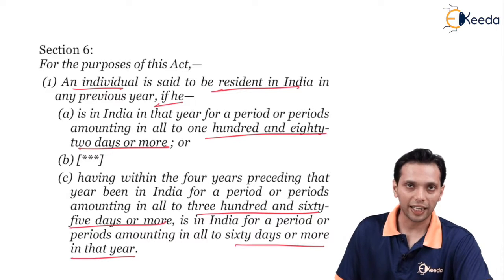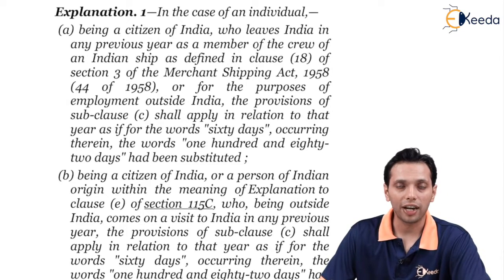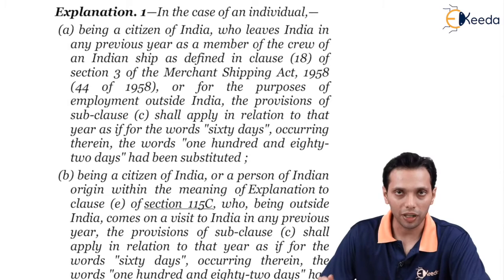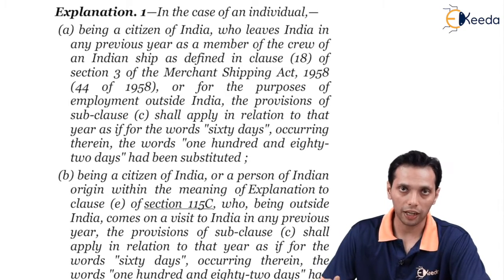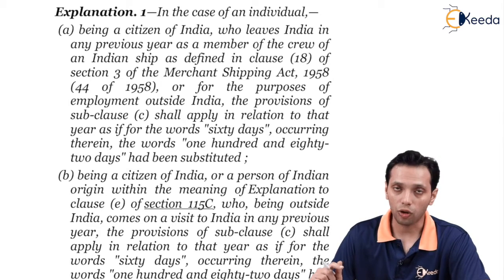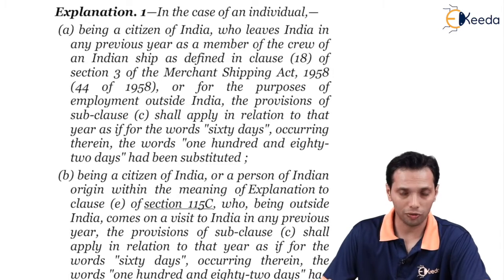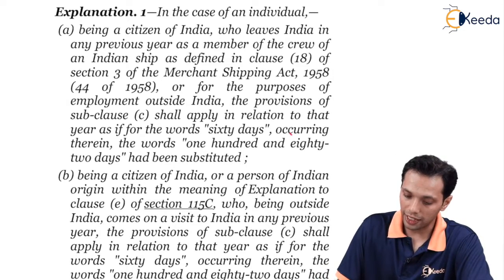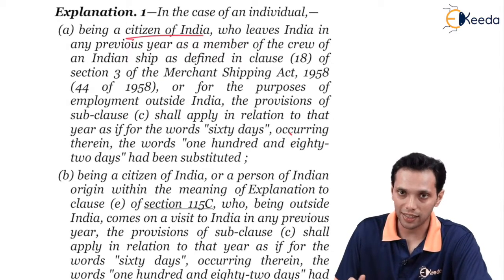So this is the second condition of residency. Continuing to this section, there is an Explanation 1. As we have read earlier in the basic concepts, an explanation adds further meaning to the provisions of the Act. So in this explanation, what has already been told will be further expanded in the scope of the provision of this section. So Explanation 1, in the case of an individual being a citizen of India, will cover the exceptions to the 60 days part.